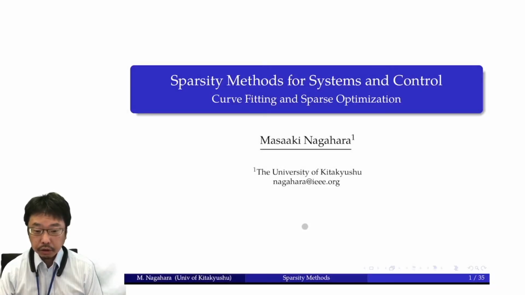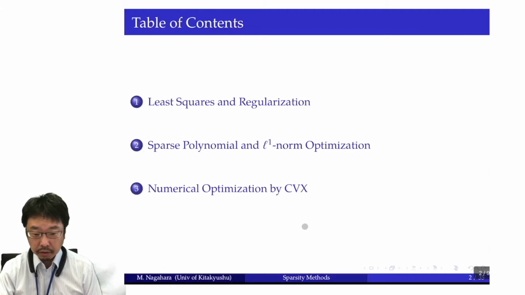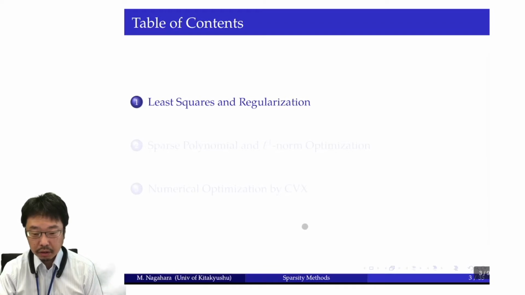Okay, let's continue on to the next topic, curve fitting and sparse optimization. This is the table of contents of this section. First, we will study conventional least squares and regularizations for curve fitting. Then, we will introduce curve fitting by sparse polynomial and L1 norm optimization. Finally, we will show numerical methods for L1 norm optimization by using CVX on MATLAB. So let's begin with the first topic.